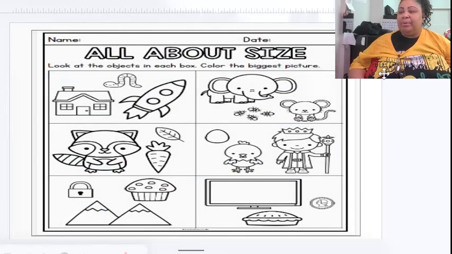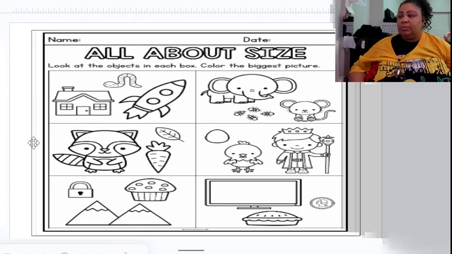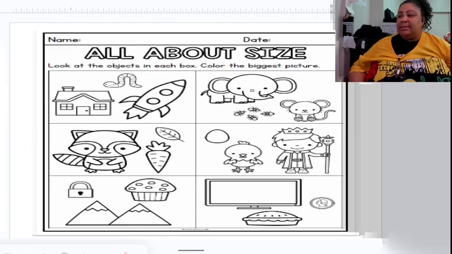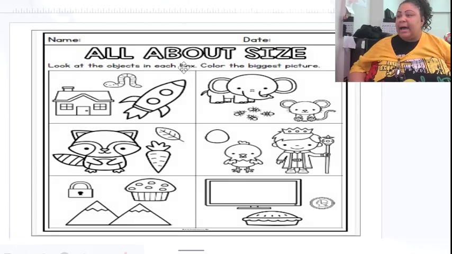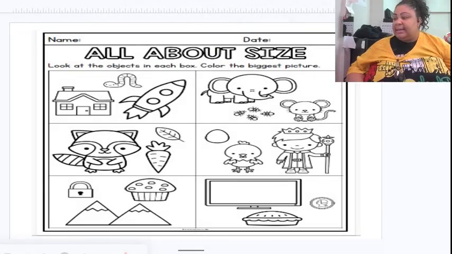Now go to your paper, your binder. All about size. We're going to look at the objects in each box. Color the biggest picture. They say color the biggest picture. So you're only going to color which one? The biggest. So which one is bigger? Is the house bigger or the rocket bigger?